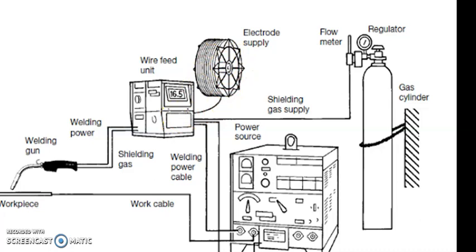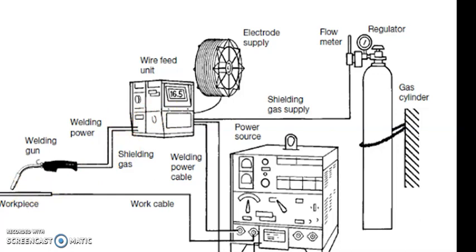we are using a consumable electrode. We have an electrode supply, where the electrode is in a wire wheel. We have a wire feed unit, which we use to take the wire from here and provide it into the weld gun.